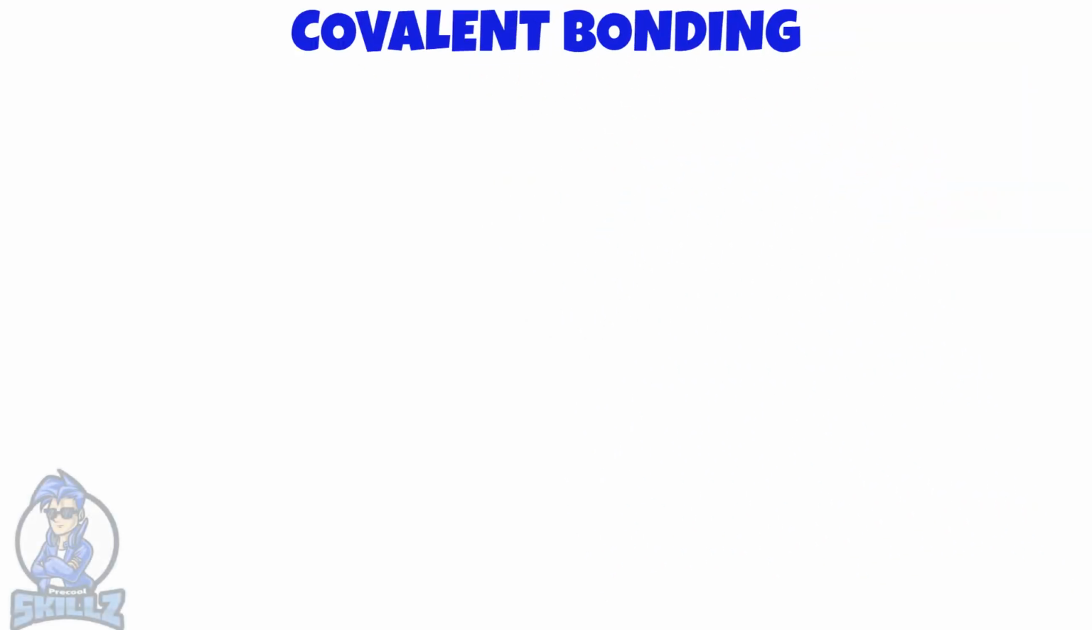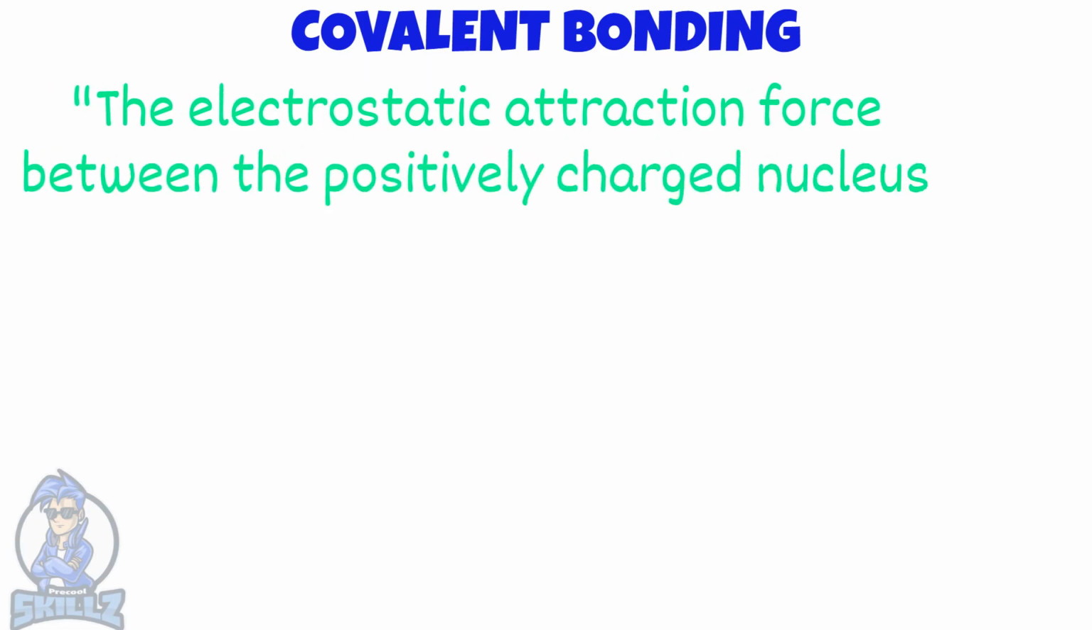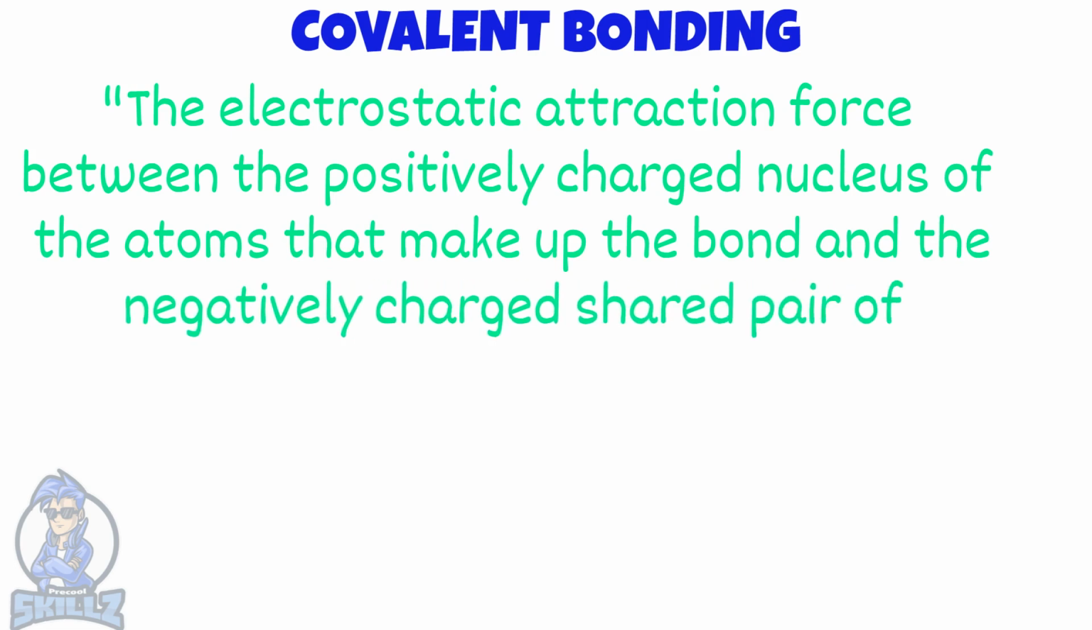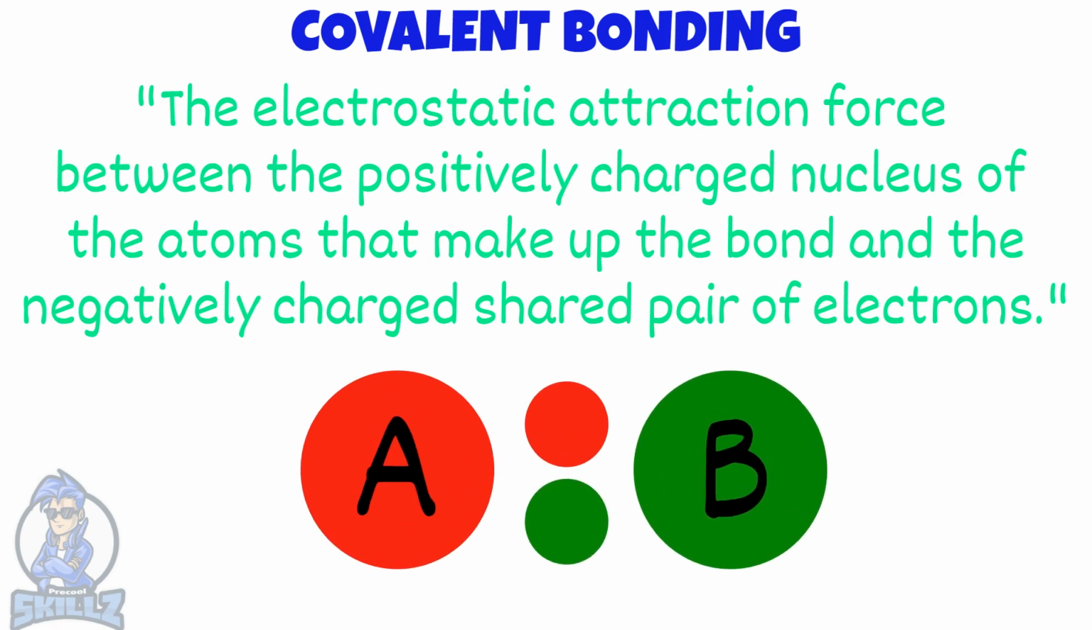A covalent bond is the electrostatic attraction force between the positively charged nucleus of the atoms that make up the bond and the shared pair of electrons, which is negatively charged. For a better understanding, look at this drawing. The nucleus of atom A and the nucleus of atom B are attracted to the shared pair of electrons, in this case, one from each atom.